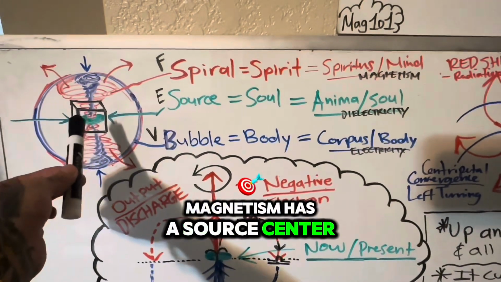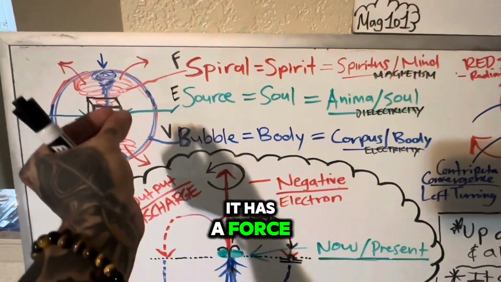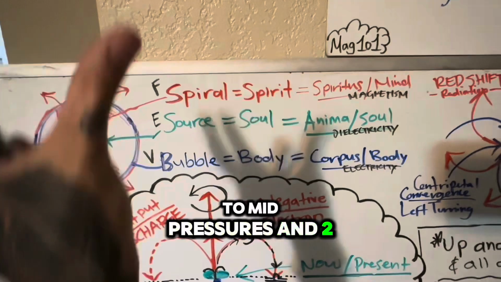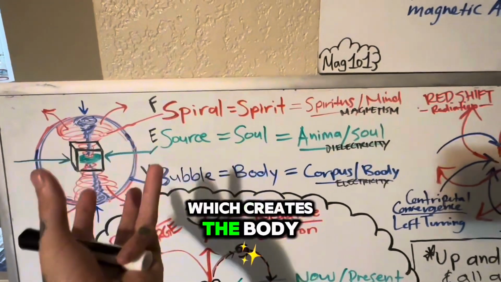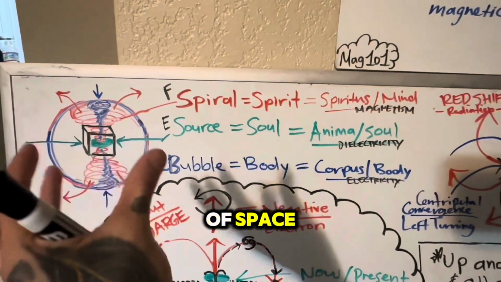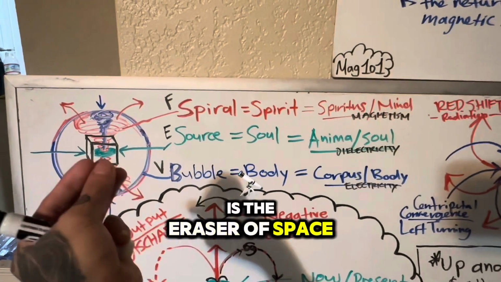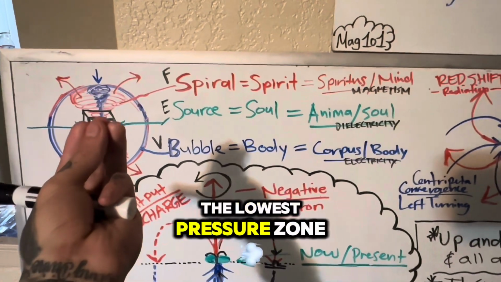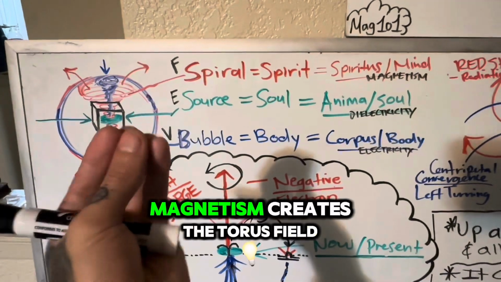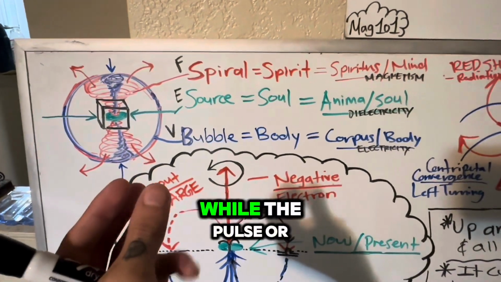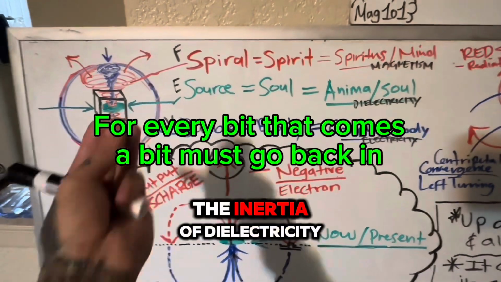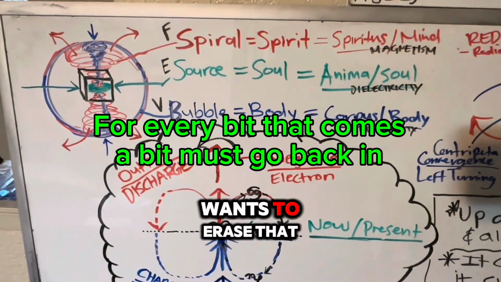Magnetism has a source center. It has a force field going in and around it. Two mid pressures and two high pressures, which creates the body. That high pressure must go back in. Magnetism is the creator of space, while the dielectric field is the eraser of space. The dielectric field is the lowest pressure zone, and magnetism is high pressure, so the disturbance of magnetism creates the torus field, while the pulse or the suction of the dielectric field, the inertia of dielectricity, wants to erase that.